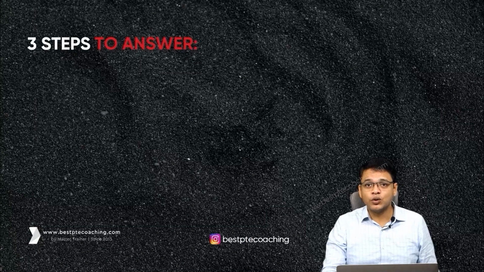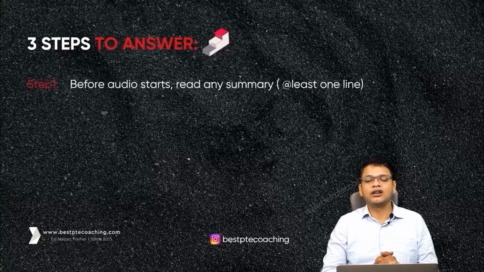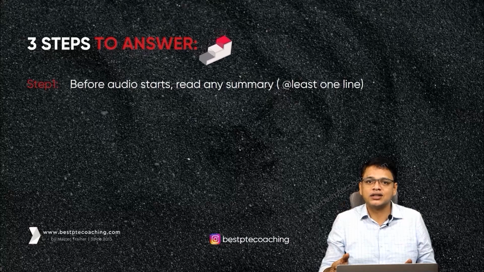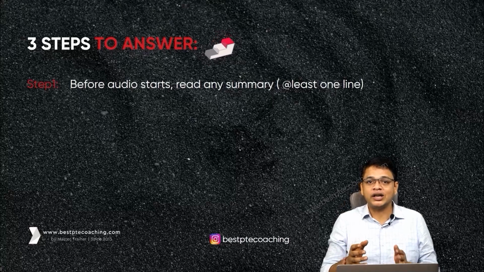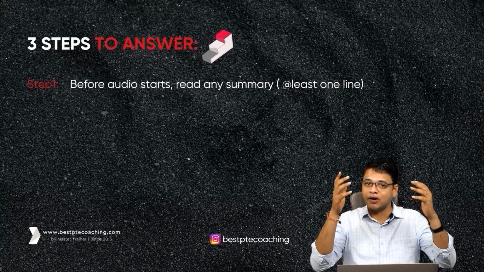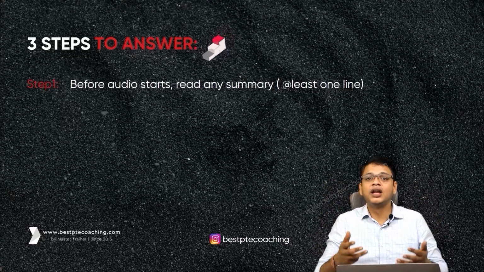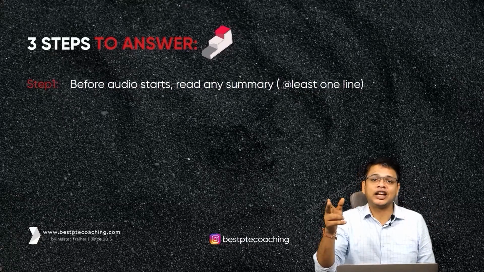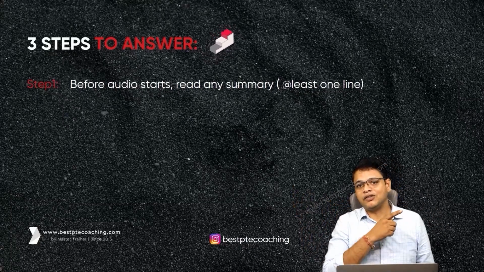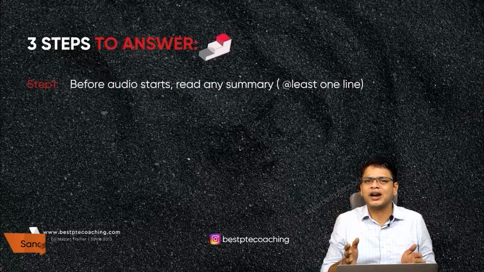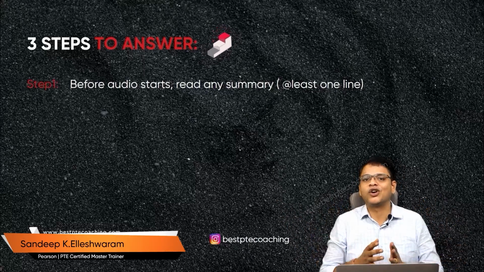Three steps to answer Highlight Correct Summary. Step 1: before the audio starts, you have close to 10 seconds of time. In these 10 seconds, I want you to read the first line of any one of the option summaries. You are presented with 3 to 4 option summaries. Read at least one summary's first line, maybe the first one's, maybe the second's, third's or fourth's, so that you have some idea about what this is all about before the audio starts.